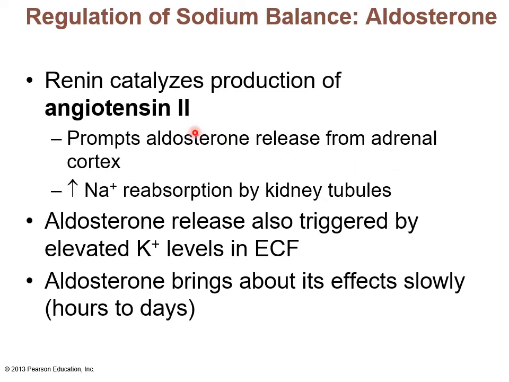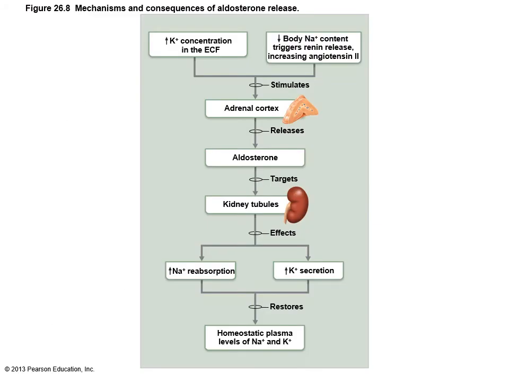So renin catalyzes the production of angiotensin II, which prompts aldosterone release from the adrenal cortex. That's going to increase sodium reabsorption by the kidney tubules in the region of the distal convoluted tubule and the collecting duct. Aldosterone release is also triggered by elevated potassium levels in extracellular fluid space, because remember, sodium and potassium are on an exchange system. Aldosterone is slow. This is a slow hormone to bring about an effect. It takes hours to days.